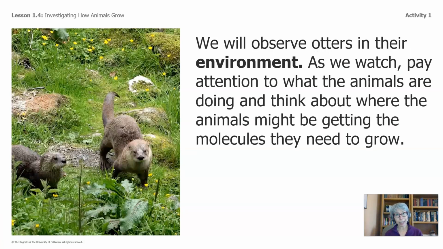Do you know what an otter is? Well, they're pretty cool. Even though otters do not live in the Costa Rican rainforest, we will go ahead and observe their actions, and we will apply what we've learned to the animals that we are studying. As we watch, pay attention to what the animals are doing and think about where the animals might be getting the molecules they need to grow.